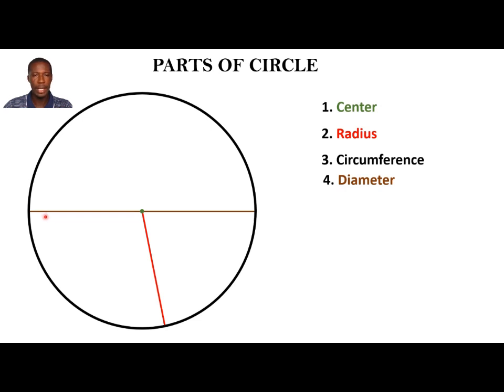Or you can say, when I divide my diameter into 2 equal halves, each half is equal to the radius. This can be expressed mathematically as the diameter d is equal to 2 times the radius. So let's take note of this relationship.